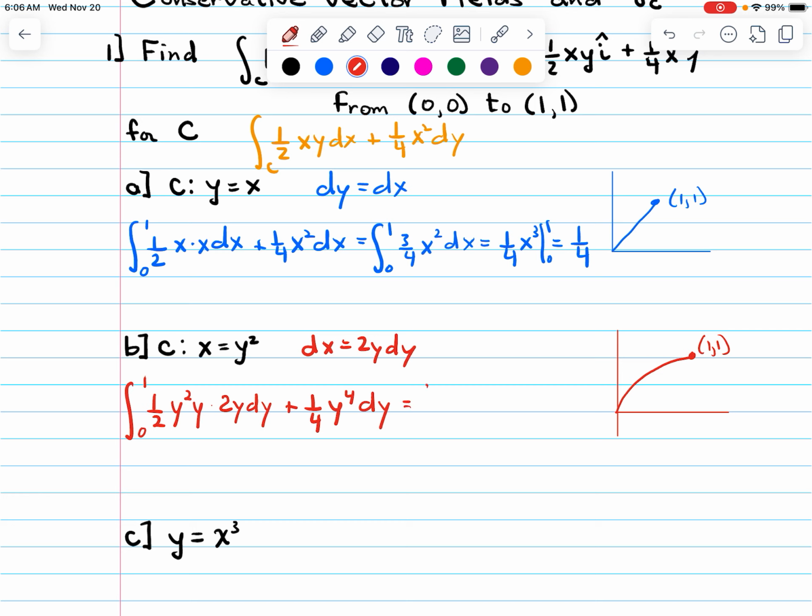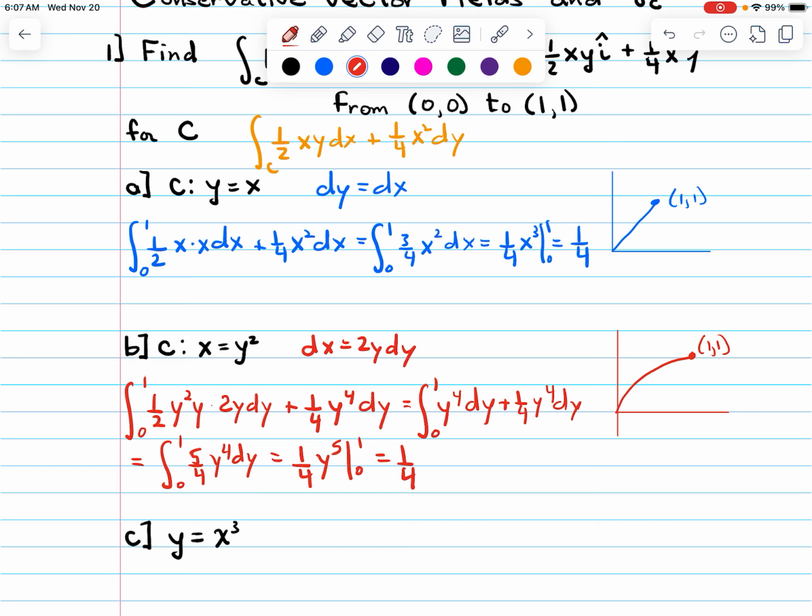So let's see what we've got now. We've got the integral from 0 to 1, and I've got y to the 4th dy, because the 2's cancel, and then I've got y cubed times y, that's y to the 4th. And then we've got a plus 1/4 y to the 4th dy. So if we put all that together, we've got the integral from 0 to 1 of 5/4 y to the 4th. And then if we integrate, we are going to get 1/4 y to the 5th from 0 to 1. And once again, that's 1/4. Okay, so 2 times we've got 1/4.